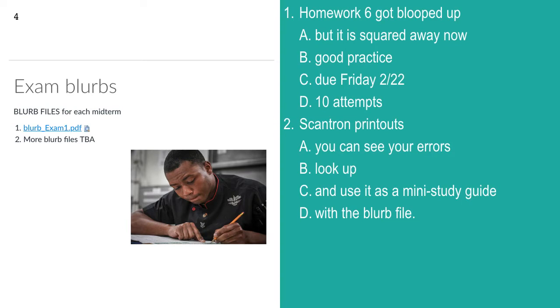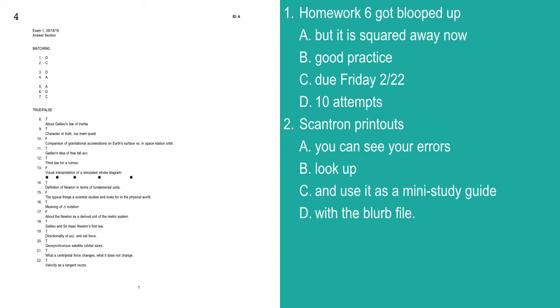Also, if you take that blurb file, it's a PDF, and then print it out, and then use it with your Scantron printout, you have a nice little mini study guide for the final. So like if you got number 17 wrong, okay? And you look up number 17 on the blurb file, and the blurb file looks a little bit like this. You look up number 17 and it might say Newton's second law, basic calculation. All right, and so that tells you, okay, for the final, I better make sure I get a little extra studying on that particular topic.